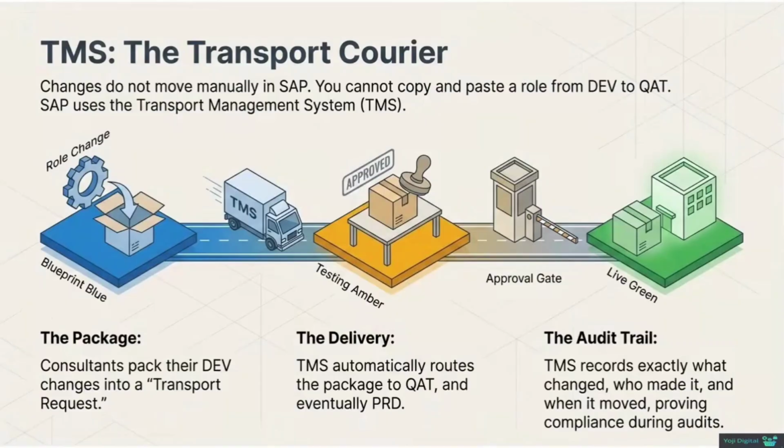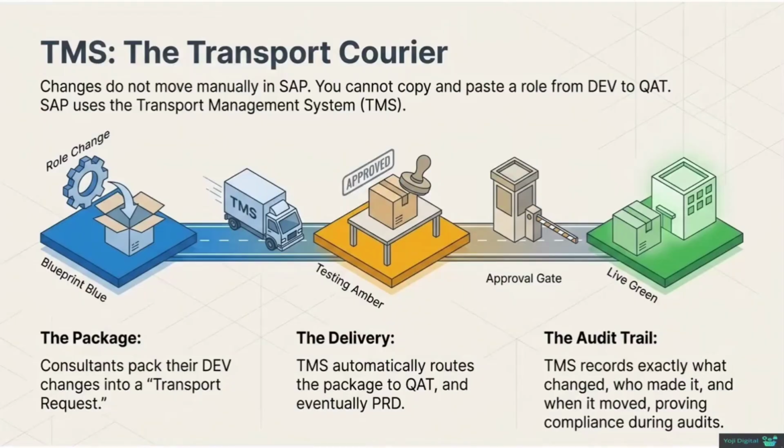In SAP, you cannot just copy and paste a role from one system to another. SAP has a built-in mechanism for this called the Transport Management System. Usually we'll call it TMS. Here is how it works. When you finish building something in development, a role configuration, any change, you create something called a transport request. Think of it as a package that contains all your changes.